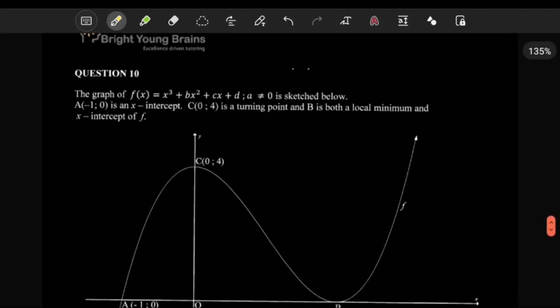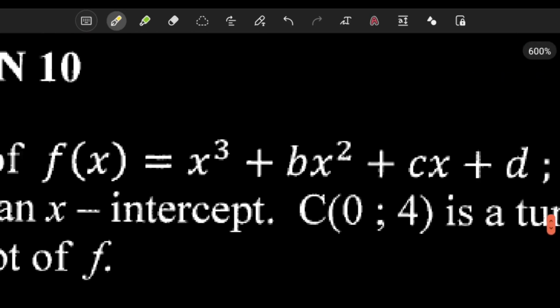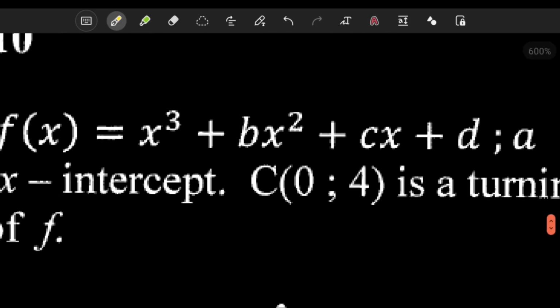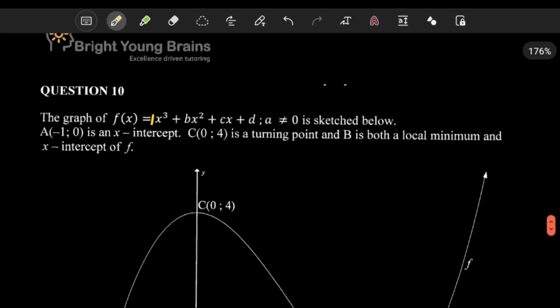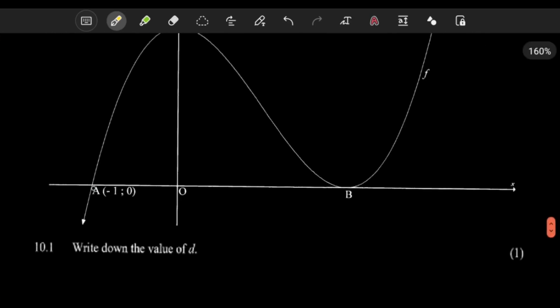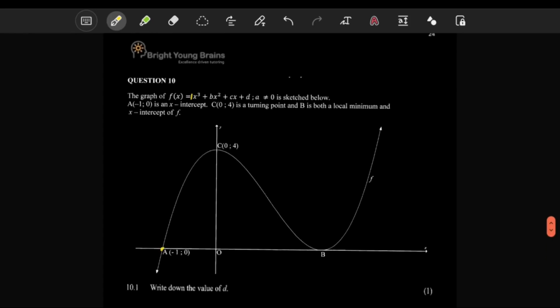Hey, it's fine. Question 10 says, the graph of f is this, and they said a is not equal to 0. Duh. I'm like, a is 1, we can see it. These people trying to be extra. Anyways, they said here it is sketched below. And then it says here, a is this coordinate here, just that part over there.